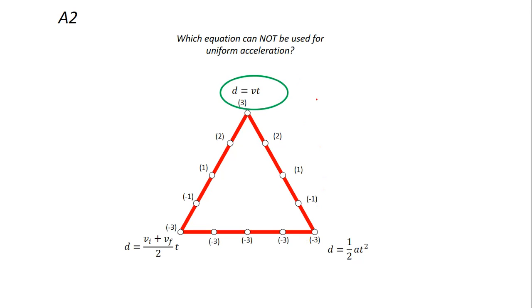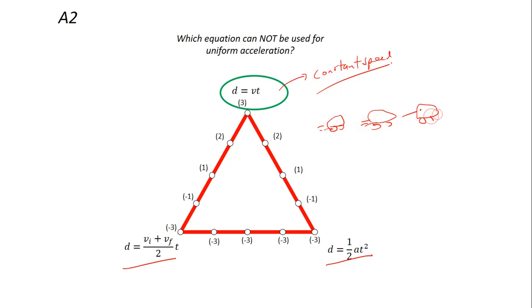Which cannot be used for uniform acceleration. These formulas here, you'll see have both come up at some point in uniform acceleration. This one here is a constant speed formula. And it doesn't work if you've got a uniform acceleration problem, i.e. something going faster, this will work out an incorrect distance. So get your grades down for that.